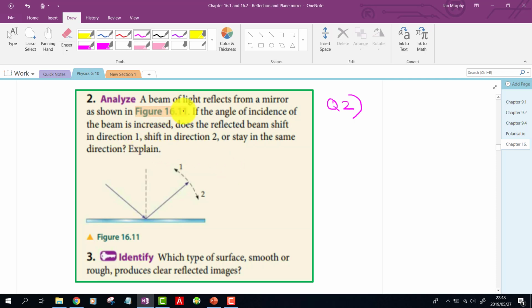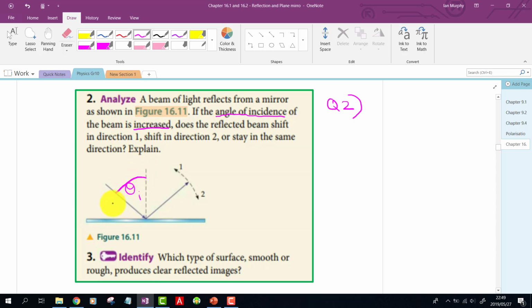Okay, so like I said before, first we need to know what is the angle of incidence. Remember the angle of incidence: we look at the incoming ray, we look at the normal, and that will be this angle right here. I'll mark it, and what they're saying is if the angle of incidence is increased, that means this angle is going to be bigger.